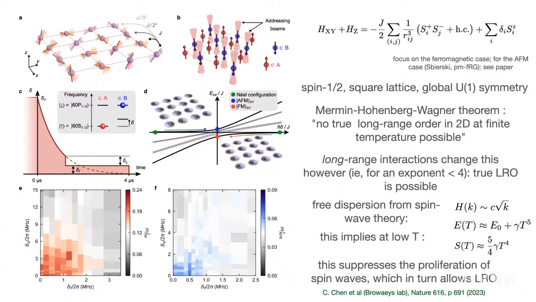Experiment, as you see here, as a function of this delta Q and delta F, finds a lobe over which they claim true long-range order. I will say more about this. In blue, you see something on the antiferromagnet. I will not talk about this.